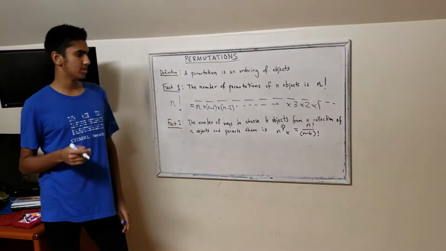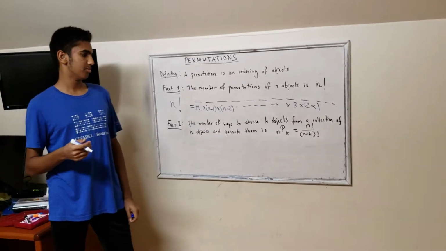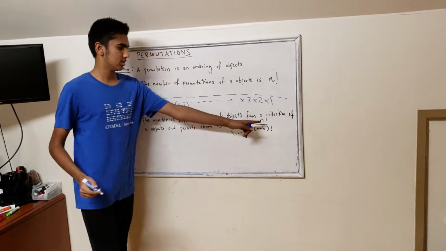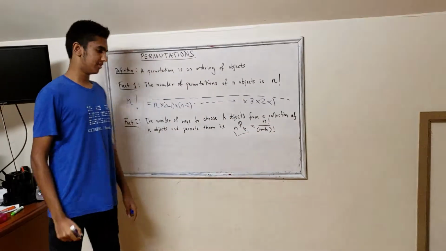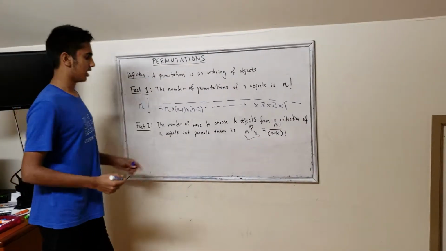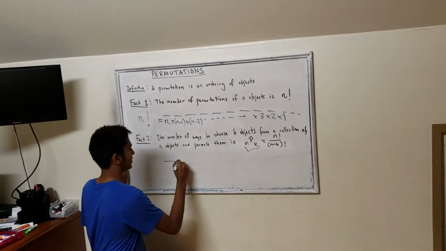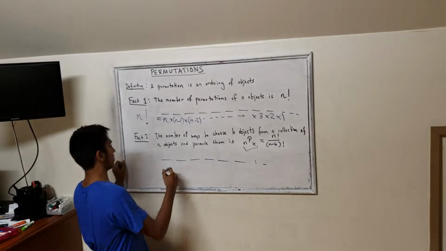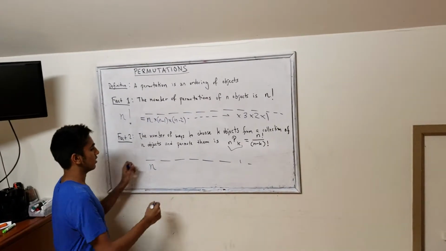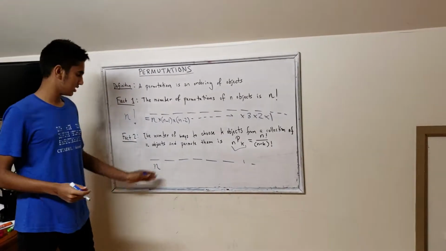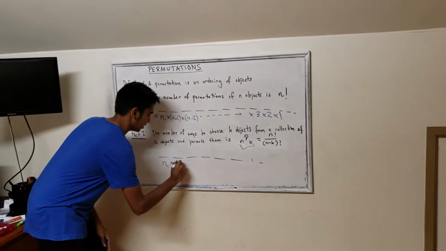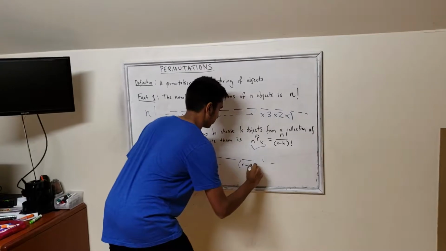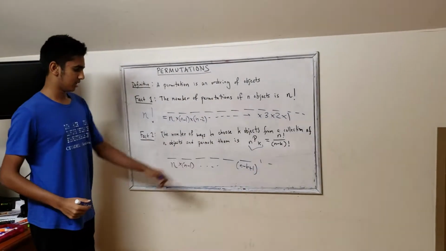The number of ways to choose k objects from a collection of n objects and permute them has the notation nPk, and that is equal to n factorial over n minus k factorial. Now this also basically comes from the same idea. We have n objects, but instead of n spots, we only have k spots. So we would have n objects for our first spot, then n minus 1, all the way until our k-th spot becomes n minus k plus 1. Listen carefully, that's plus 1.